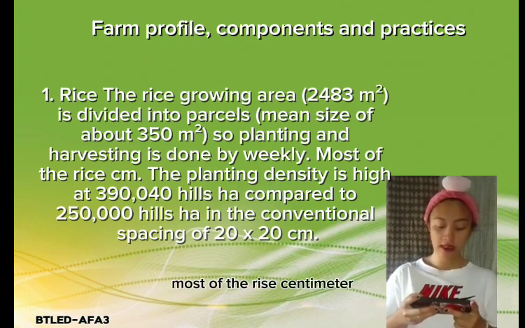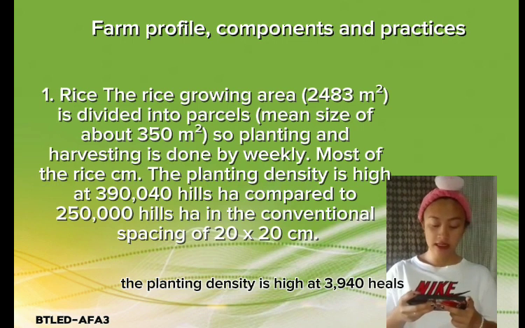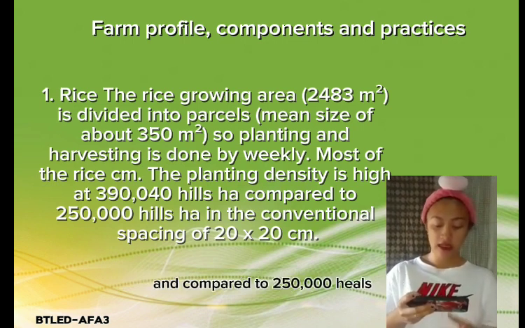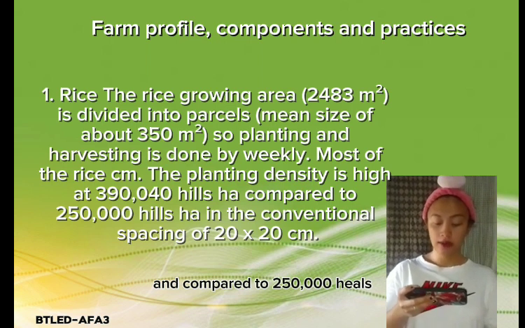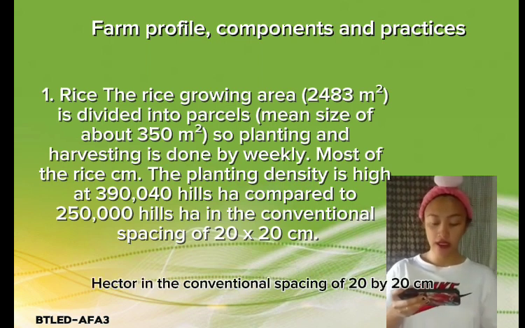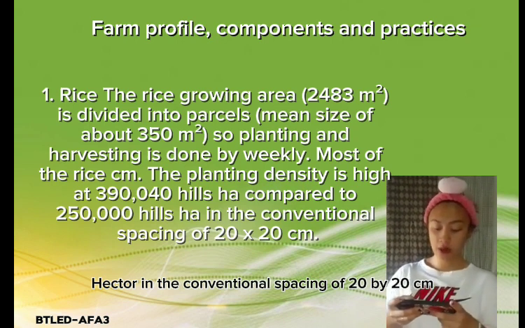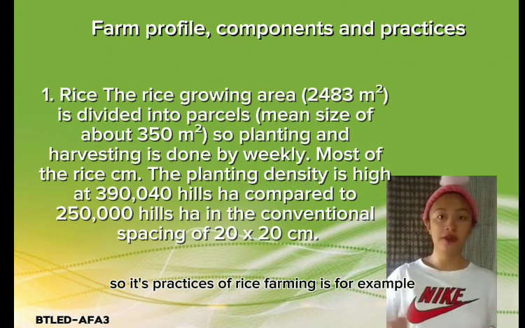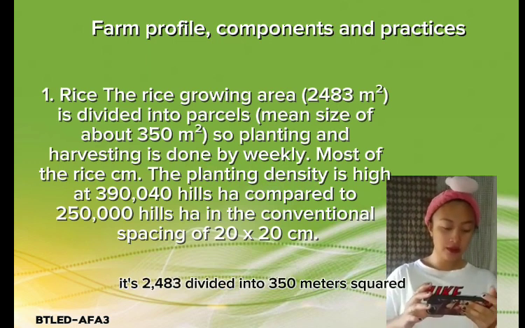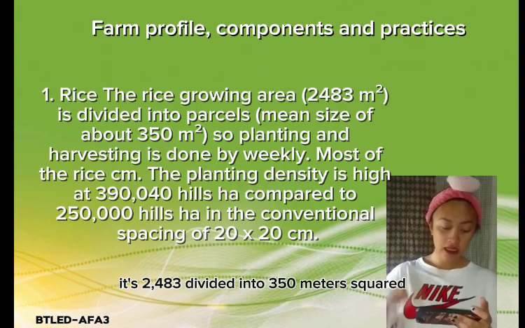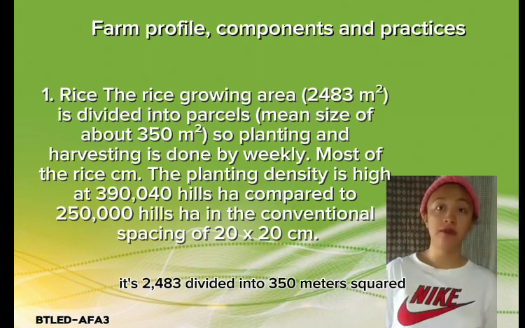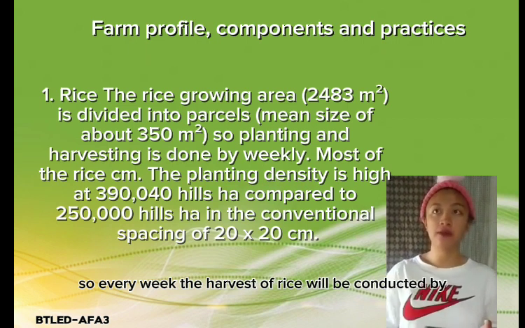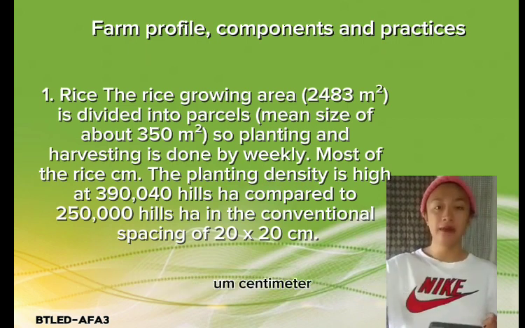The planting density is high at 3,940 hills, compared to 250,000 hills per hectare in the conventional spacing of 20 by 20 centimeters. So, for its practices of rice farming, for example, 2,483 divided into 350 square meters. Every week, the harvest of rice will be conducted per parcel.